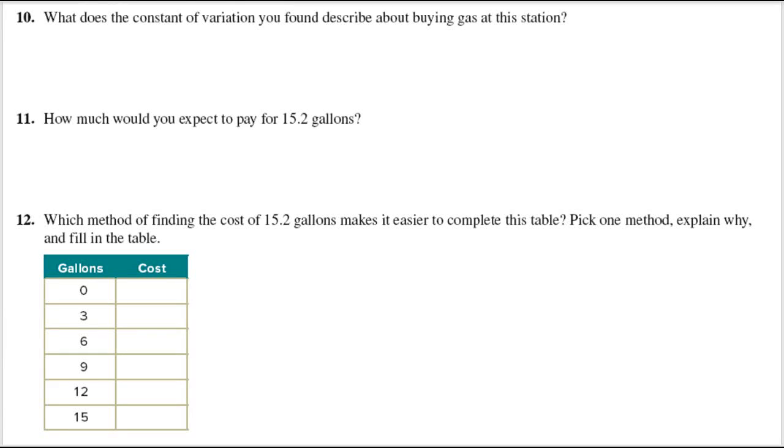Question 10, what does the constant of variation you found describe about buying gas at this station? The constant of variation is actually the $2.22 per gallon. That's what they mean by the constant of variation. And what it says about the gas station is, for every gallon you buy, you pay $2.22. Question 11, restart the video once you've answered that.